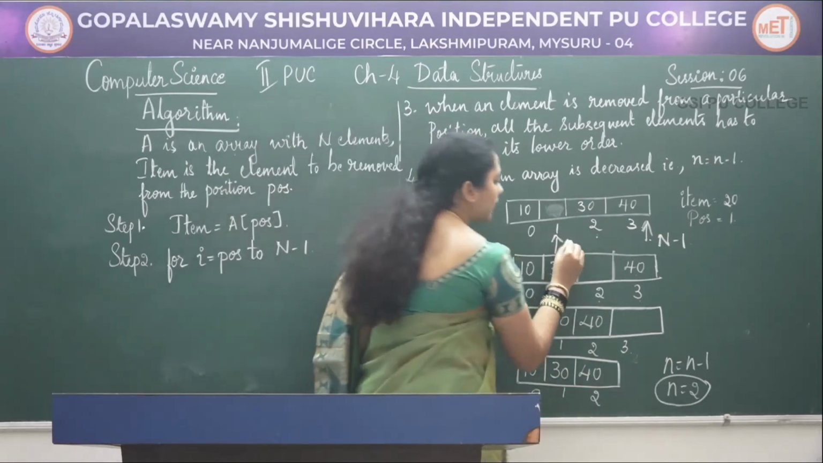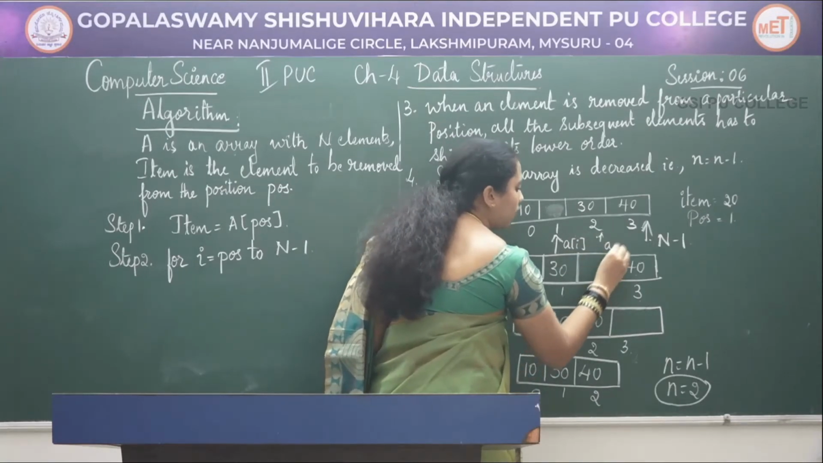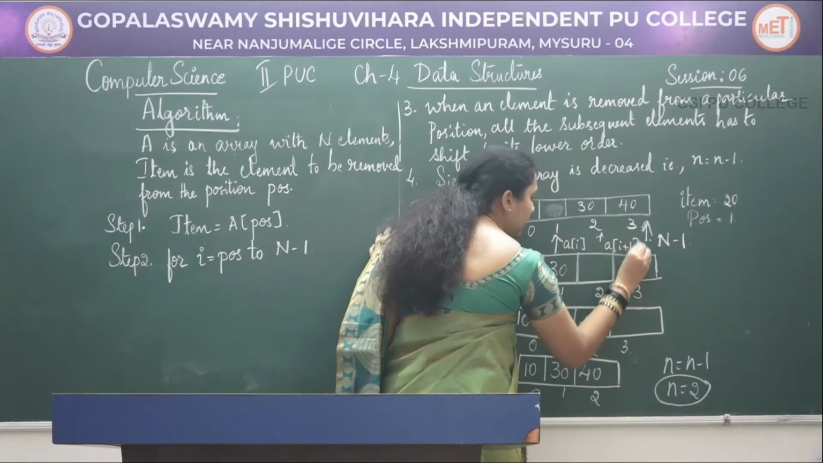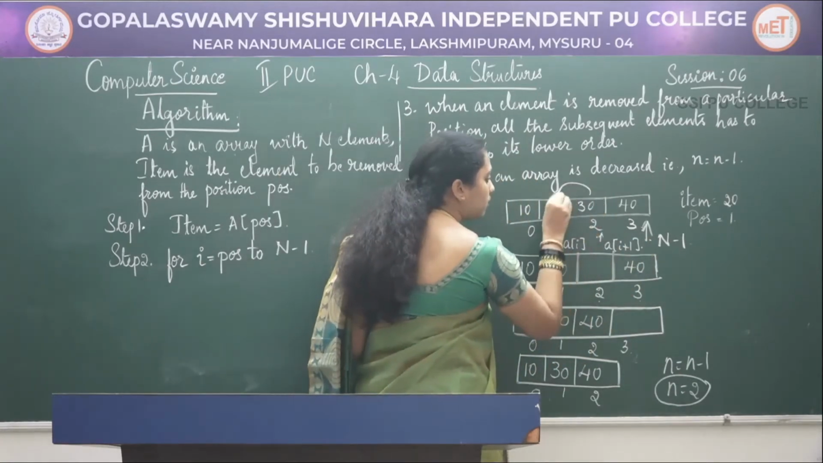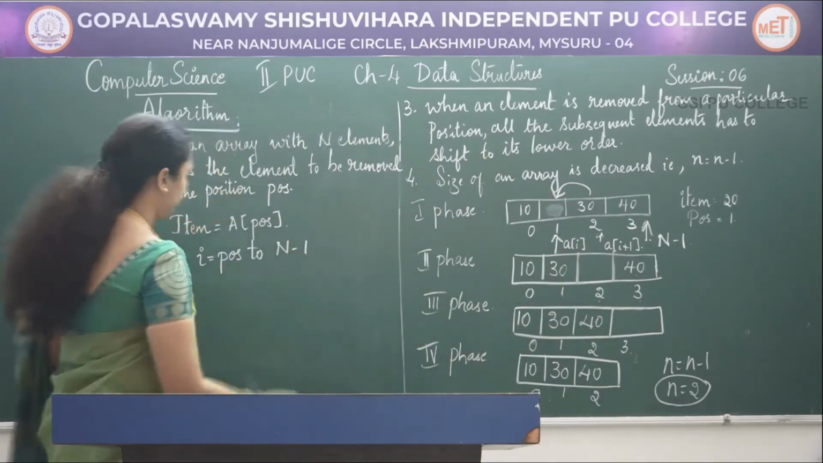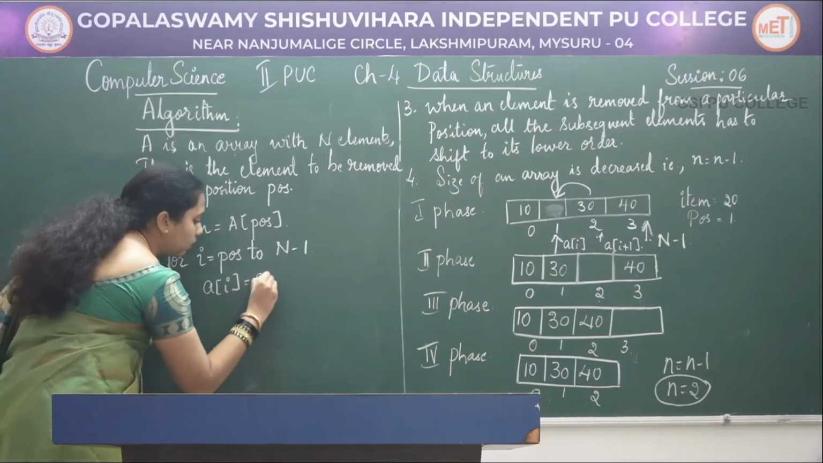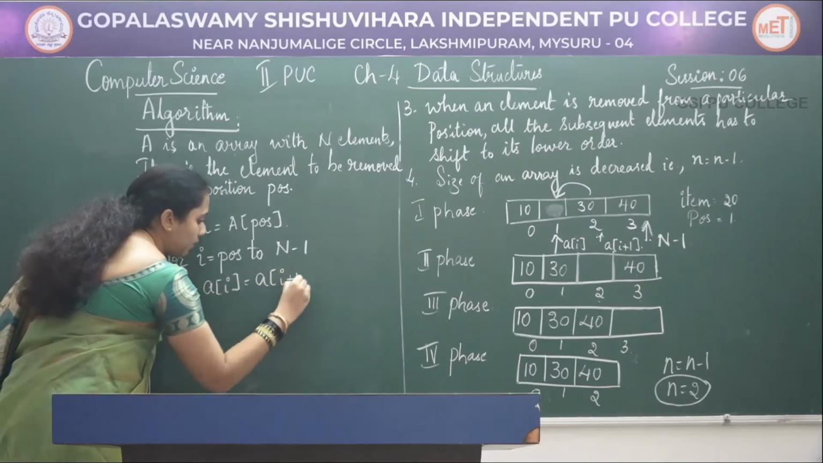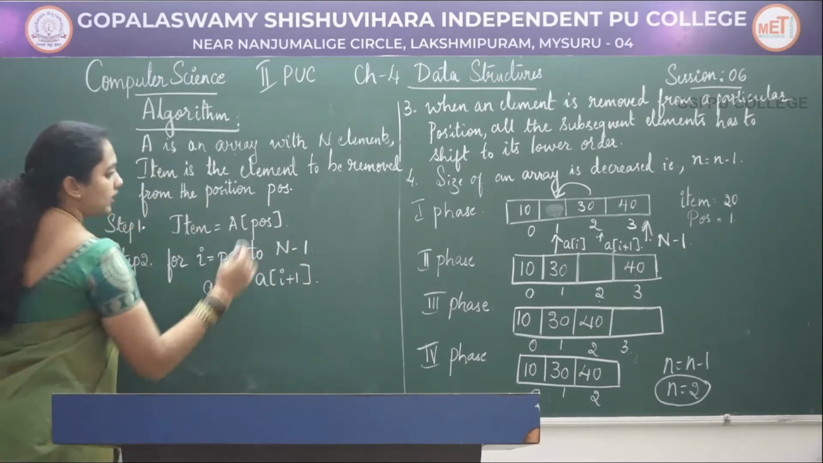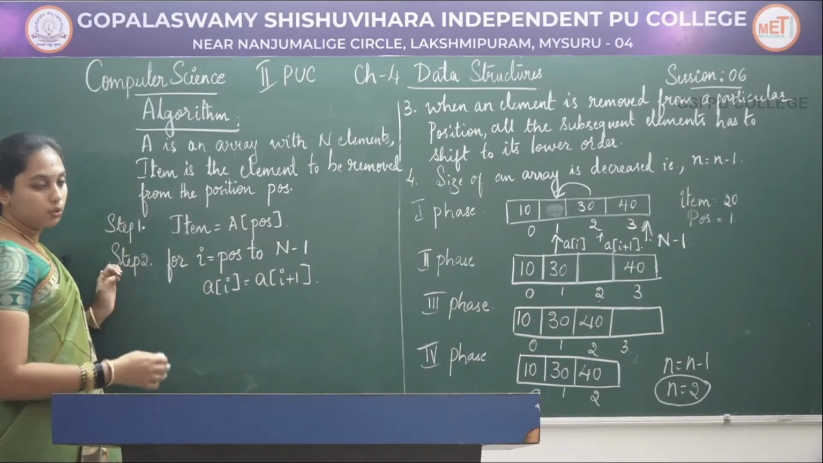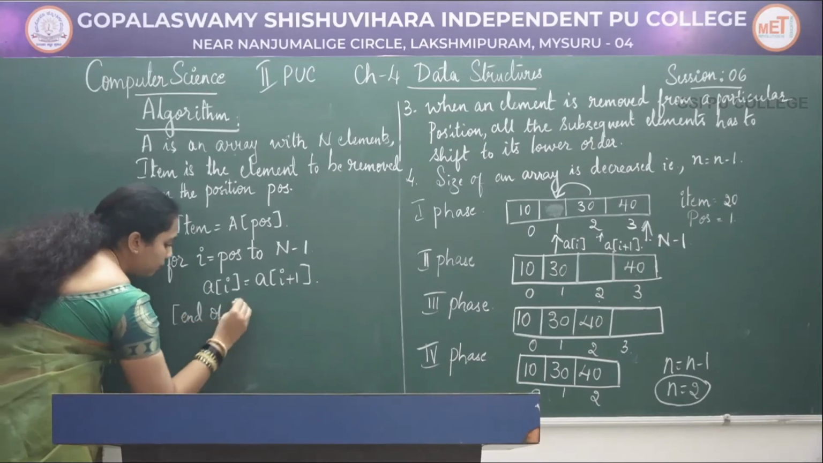So, this is our A of ith position and this is our A of I plus 1 position. So, we are shifting from A of I plus 1 to A of I. So, A of I is equal to A of I plus 1. So, till the last element we have to shift to its lower order position. End of for loop.